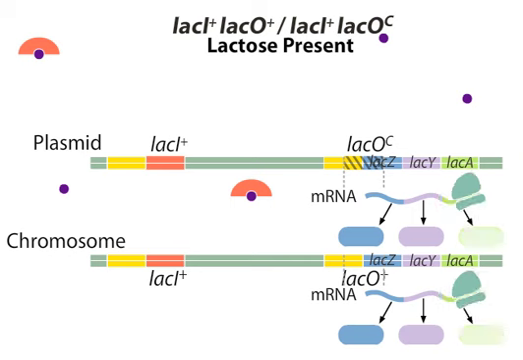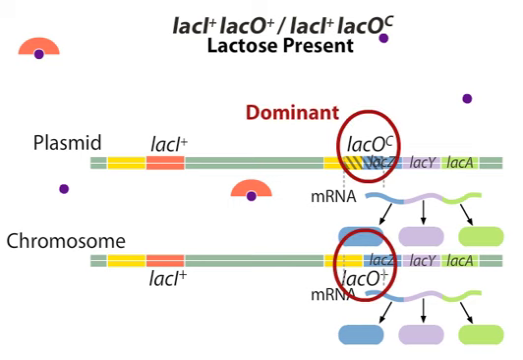This partial diploid displays the phenotype of the Lac-Oc mutation, which is the constitutive expression of the Lac structural genes in the presence or absence of lactose. Thus, Lac-Oc is dominant over Lac-O plus.